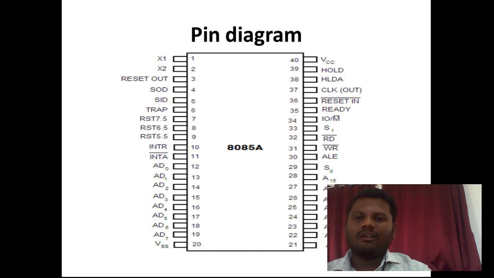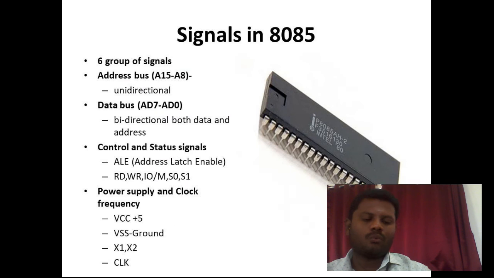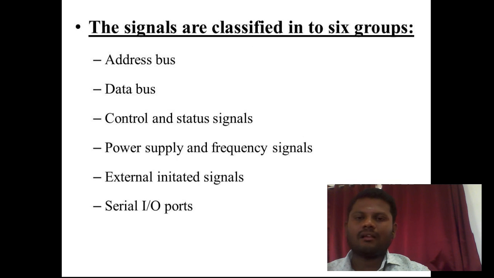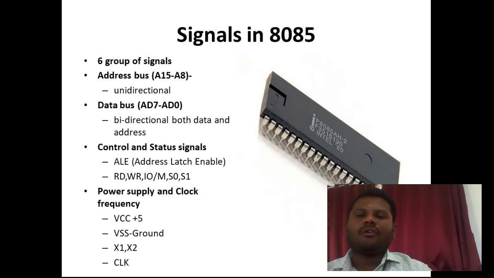After that we have the pin diagram, the 8085 pin diagram. It has a total of 40 pins: input, output, reset, trap, and various others. We will see the pin diagram of the 8085 microprocessor in the next video.